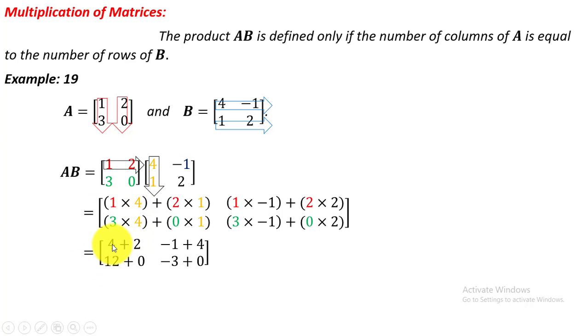1 times 4 is equal to 4, plus 2 times 1 is equal to 2. 1 times -1 plus 2 times 2 is equal to 4. 3 times 4 is equal to 12 plus 0 times 1 is equal to 0. 3 times -1 is equal to -3 plus 0 times 2 is equal to 0. Hence the product of A times B is equal to the matrix having elements 6, 3, 12 and -3.